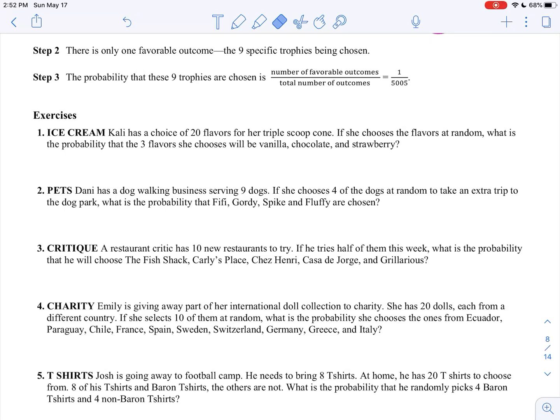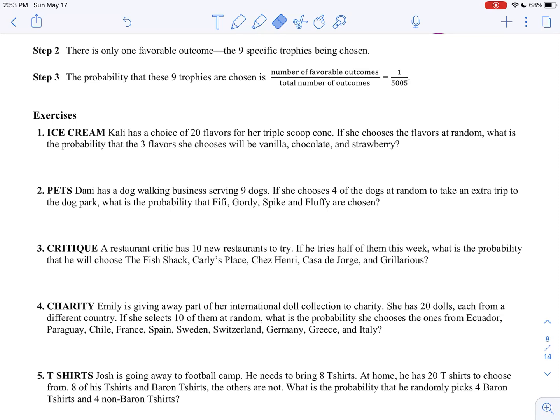In exercise 1, Callie has a choice of 20 flavors for her triple scoop cone. If she chooses the flavors at random, what's the probability that the 3 flavors she chooses will be vanilla, chocolate, and strawberry? Well, for vanilla, chocolate, and strawberry, we want to consider the fact that order doesn't matter. So long as we get the vanilla, chocolate, and strawberry as a group, then that's fine. So therefore, this is a combination. And there's only one favorable outcome where we would get vanilla, chocolate, and strawberry.